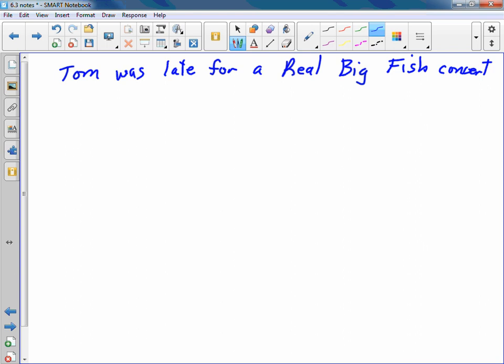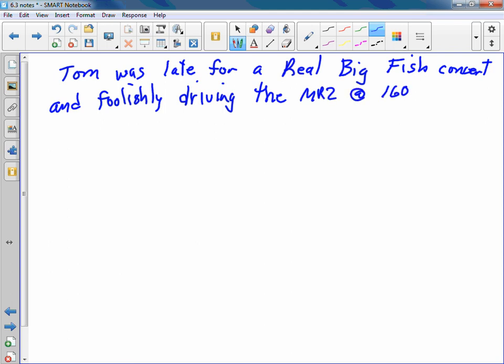And so Tom was traveling and foolishly driving the MR2 at 160 feet per second because he's late for the music. Tom, I fear, and I don't know because we'll do the math, but I fear that this is a bad decision. Okay, so he's late for the concert, he's in a hurry, he's going fast. Let's see what happens with his stopping distance.